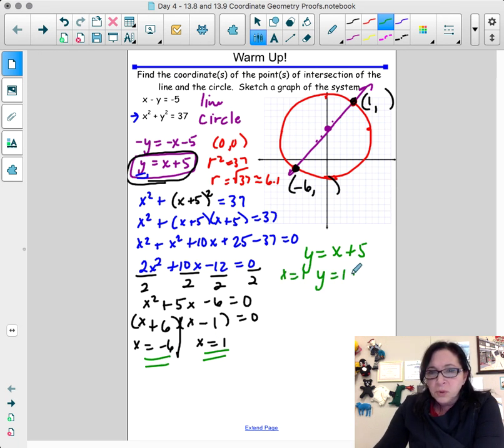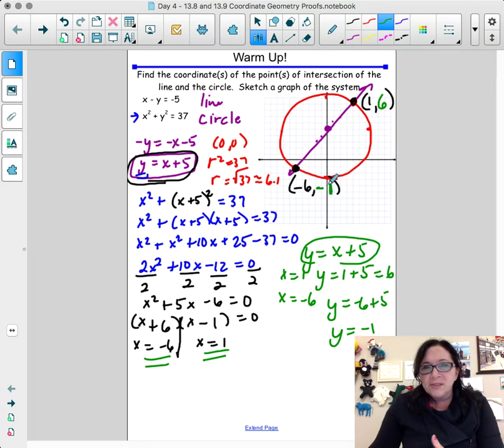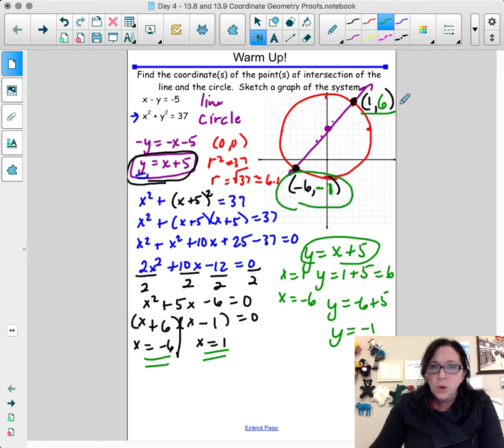I get y equals 1 plus 5, and that's going to be 6. So when I plugged in 1, see up here at the top, that's 1. I got 6, so there's my first answer. My first point of intersection is (1, 6). Then when I plug in -6, I'm plugging into the same equation, y equals x plus 5. Now x is -6. So -6 add 5, so I get y is equal to -1. So (-6, -1). So my 2 points of intersection are (-6, -1) and (1, 6).